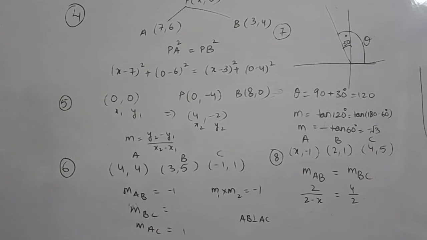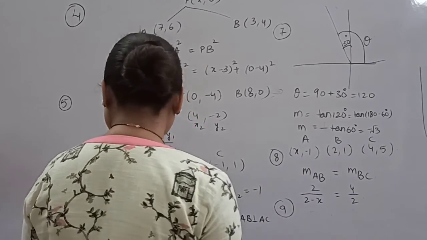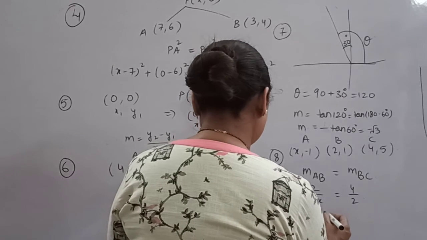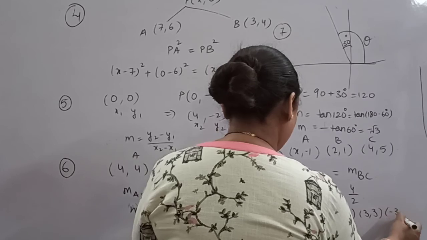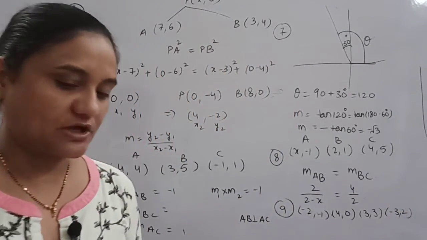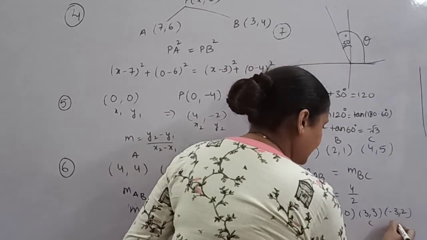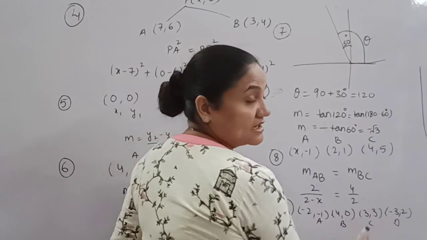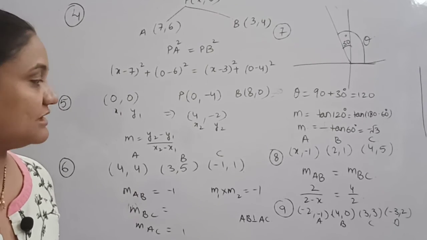Now the last question which I am explaining to you is question number 9. Without using the distance formula, show that these coordinates -2, -1, 4, 0, 3, 3 and -3, 2 are the vertices of the parallelogram. So in this question what you will do, let these points be A, B, C, D. You find out the slope of AB, BC, CD and AD. If it is a parallelogram, then definitely the slopes of two lines will be the same.